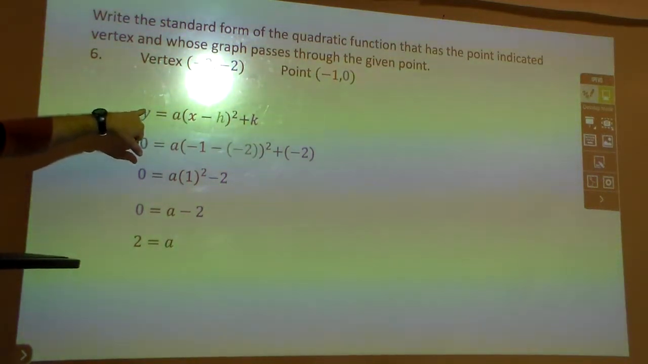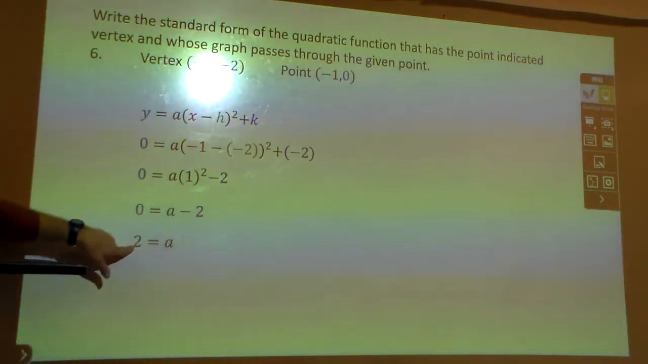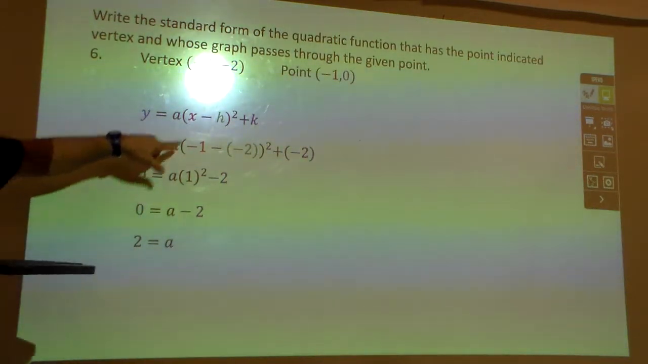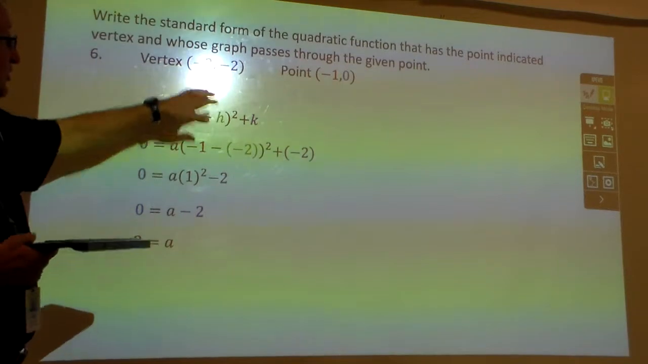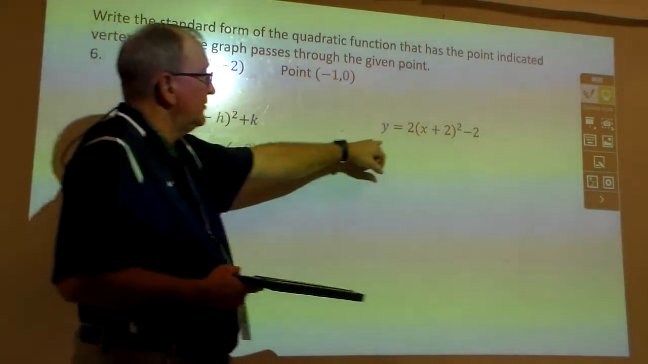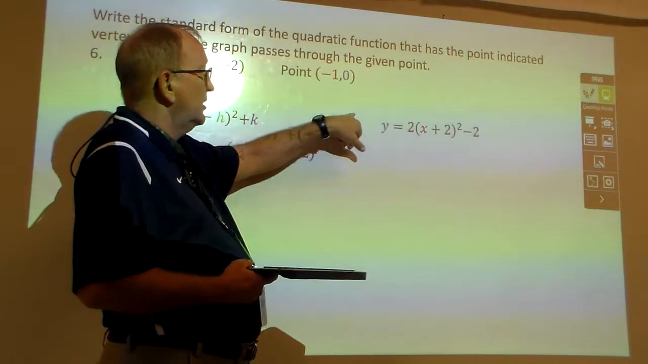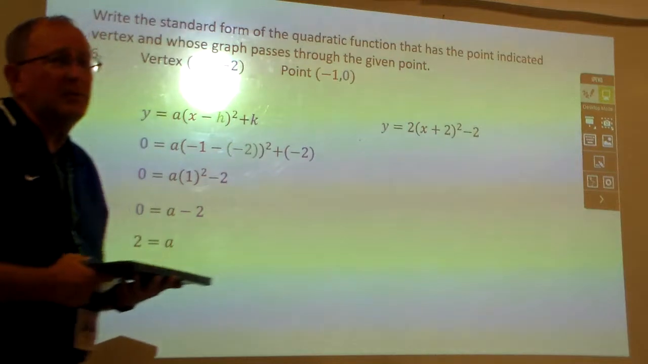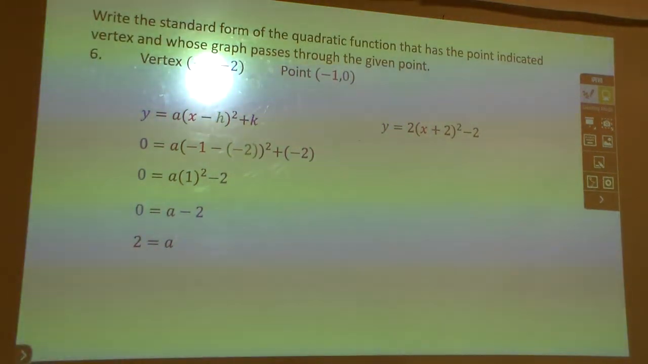I'll have y equals, what's a? A is 2. What's h? It's -2, so it's going to be +2, and k is -2. Here's the answer. I just wrote that one in standard form. Okay? You ready to copy that down? And then I'm going to move to number 7.